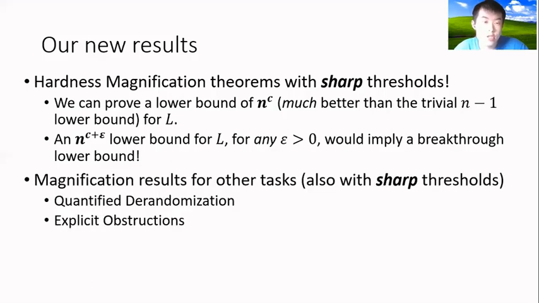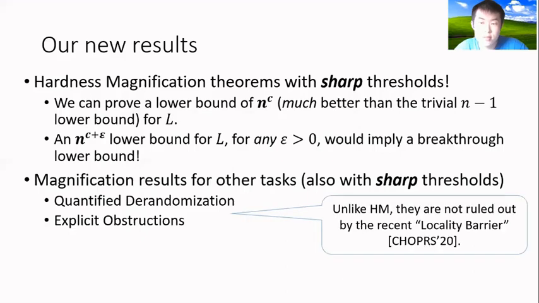We also show magnification results for other tasks. We not only can magnify lower bounds, but can also magnify quantified derandomization and explicit obstructions. This is a new definition in our paper, and we'll see it later. And these magnification results also have sharp thresholds. So if we could improve the current results by a little bit, then it will also imply breakthrough lower bounds. And we remark that these approaches for getting strong lower bounds are not ruled out by the locality barrier.